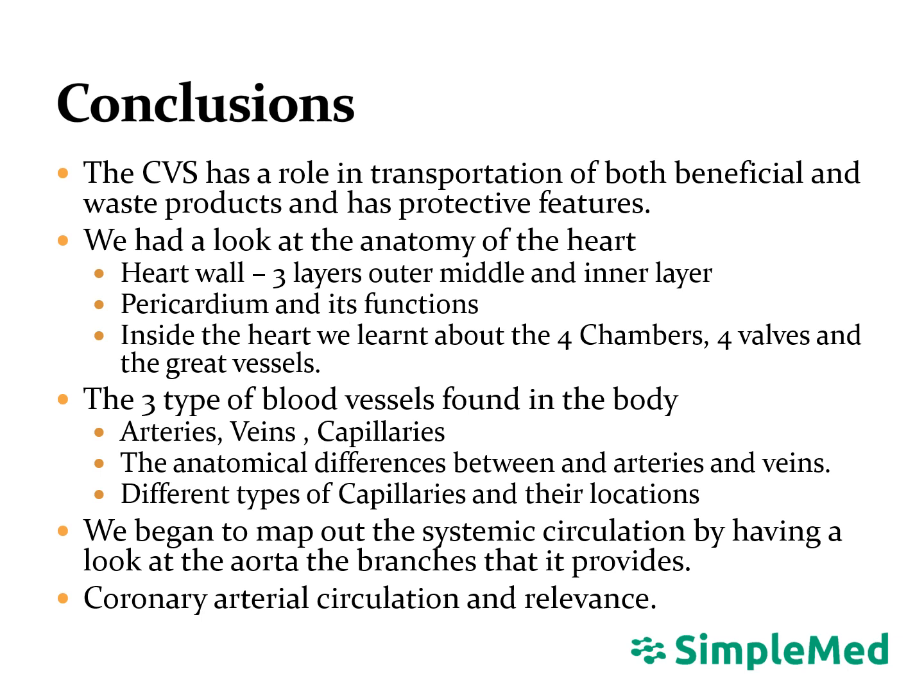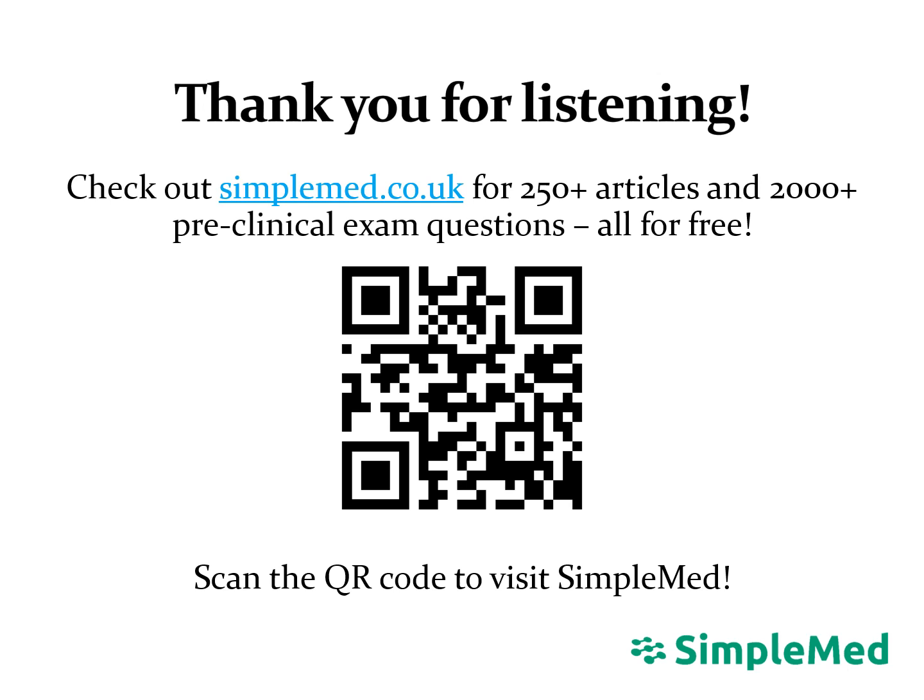We learned about the different types of capillaries and their locations. We learned about the different blood vessels and the anatomical differences in them. We began to map out the systemic circulation by following the aorta and the branches it gives off. And finally, we looked at the coronary arterial circulation and its relevance. That is the end of this lecture.